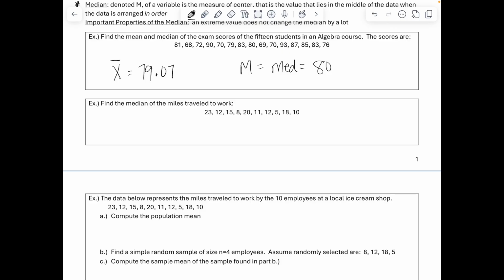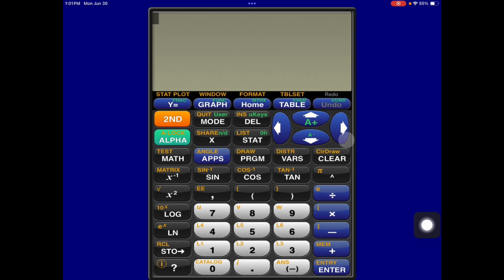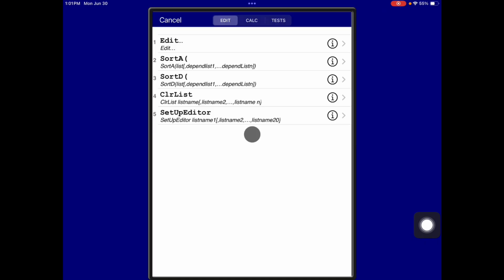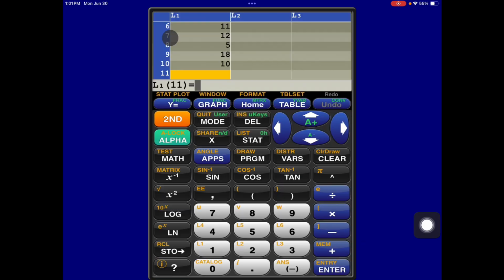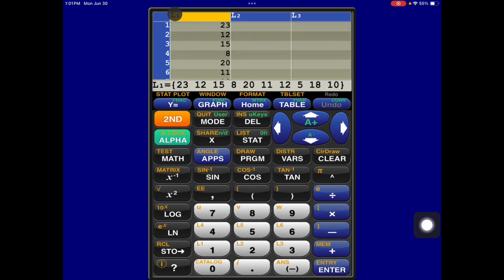The example right below says to find the median of the miles traveled to work, and there is a list of numbers there that we need to put into our L1 on our calculator. On your graphing calculator, you need to go to Stat, and then Edit, and then enter all of your numbers into L1. Again, double checking to make sure they're in correctly.